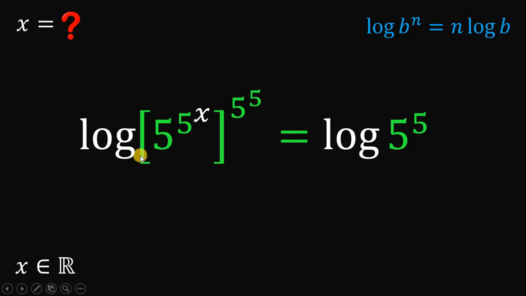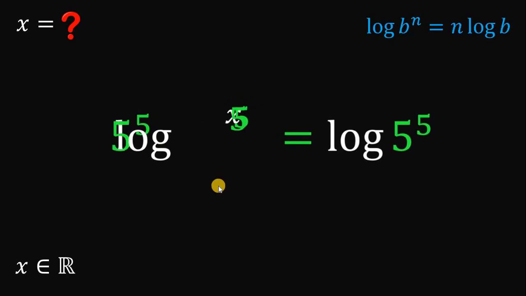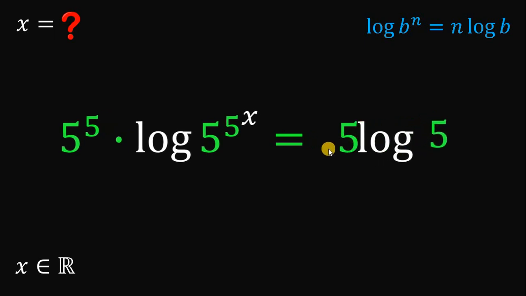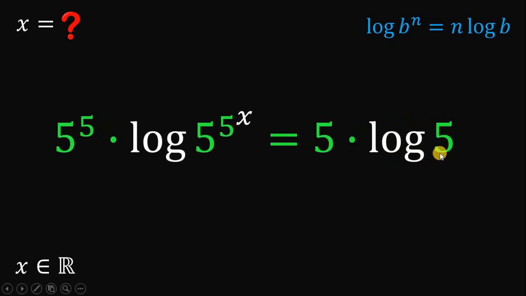Now, let's focus on the left-hand side of this equation. Logarithm of 5 raised to 5 raised to x, raised to 5 raised to 5, can be written as 5 raised to 5 multiplied by logarithm of 5 raised to 5 raised to x. Now, on the right-hand side, logarithm of 5 raised to 5 is equivalent to just 5 times logarithm of 5.